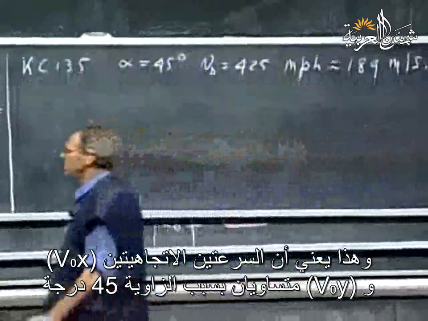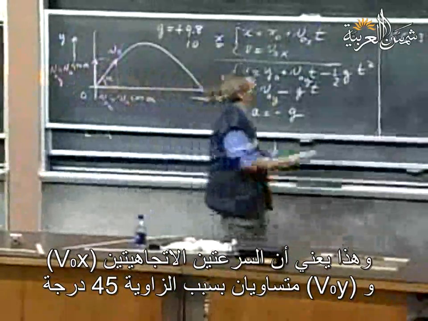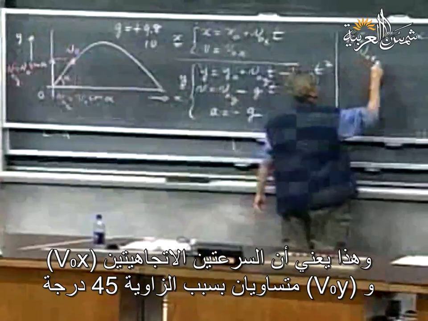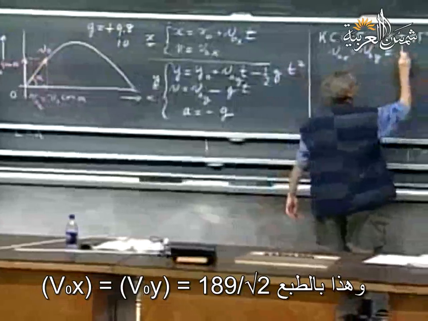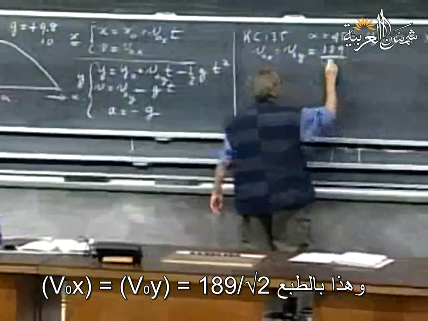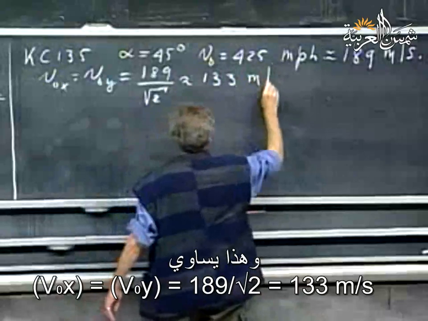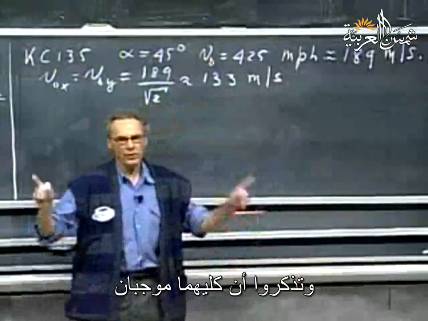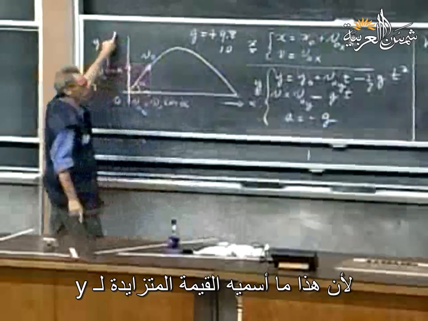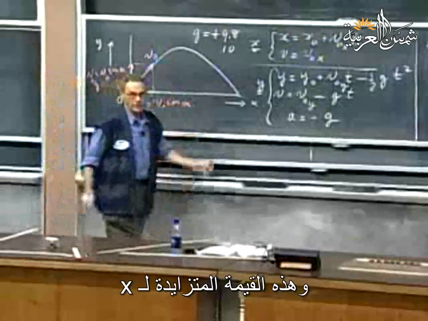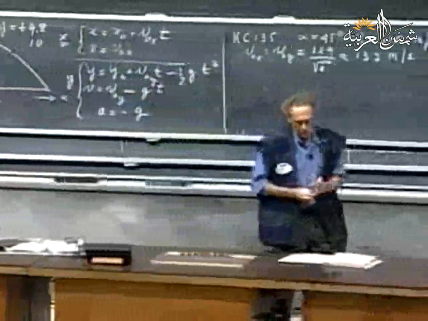And so that means that the velocities v0y and v0x are both the same because of the 45-degree angle. That is, of course, 189 divided by the square root of 2, and that is about 133 meters per second. Both are positive. Keep that in mind, because this is what I call the increasing value for y, and this is the increasing value of x. They're both positive values. Signs do matter. So this is a given now.